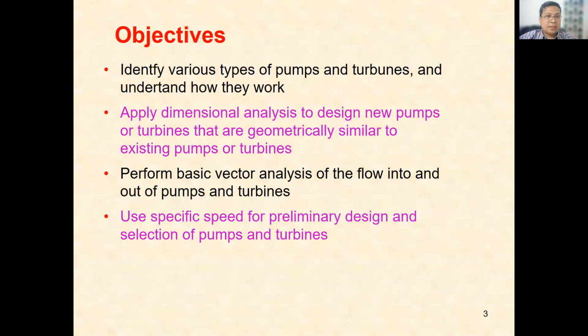So today in this chapter, we will discuss four objectives. The first is to identify various types of pumps and turbines and understand how they work, and apply dimensional analysis to design new pumps or turbines that are geometrically similar to existing pumps or turbines. Perform basic vector analysis of the flow into and out of the pump and turbines. Use specific speed for preliminary design and selection of pump and turbine.